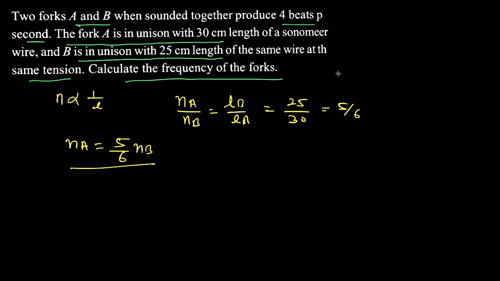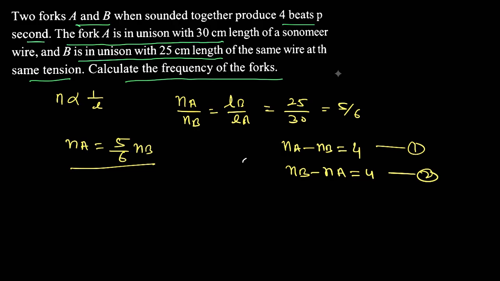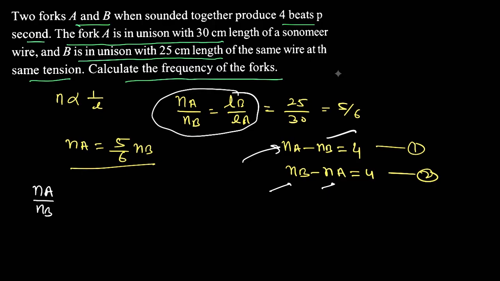Right. Now the difference between NA and NB should be equal to 4. Either this formula is right, or else we can write NB minus NA is equal to 4. The second one is right if NB is greater than NA; the first one will be right if NA is greater than NB. Now we have to check which one is greater. If you look at this, obviously NB is greater. Why? Because NA divided by NB is equal to 5 divided by 6. It means that NB is greater than NA.